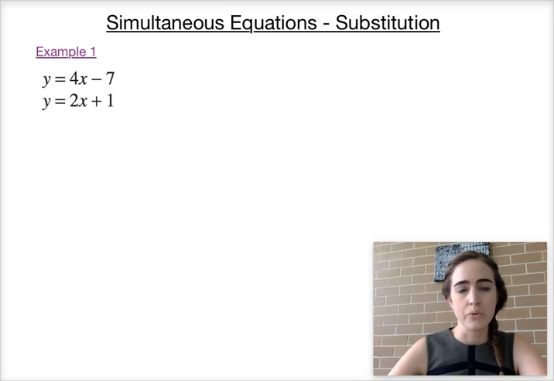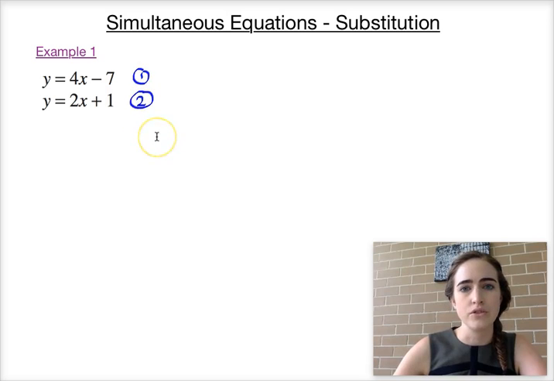The first example that I want to have a look at is this one. So we've got our two equations. We've got y equals 4x minus 7 and we've got y equals 2x plus 1. And we want to find the values of x and y that satisfy both of those equations. So the first thing you always want to do when you're solving simultaneous equations is label them equation 1 and equation 2. That way we can refer back to them.